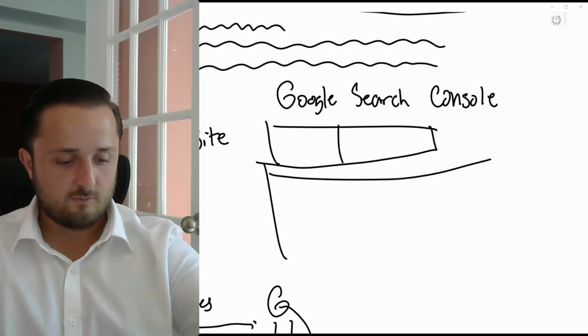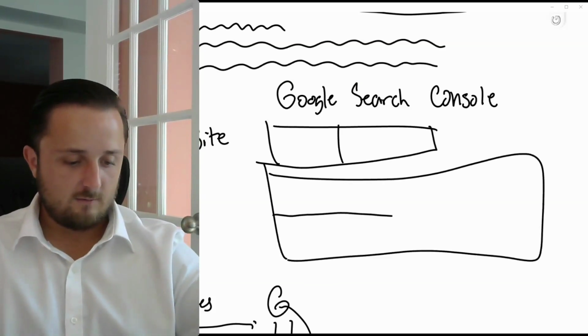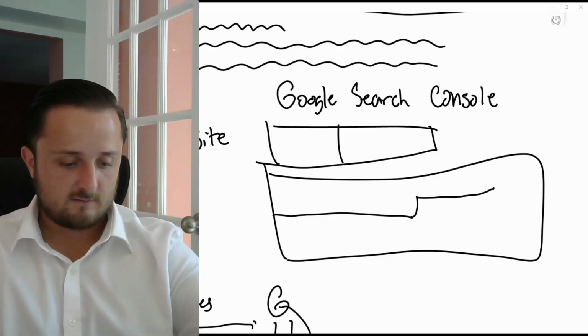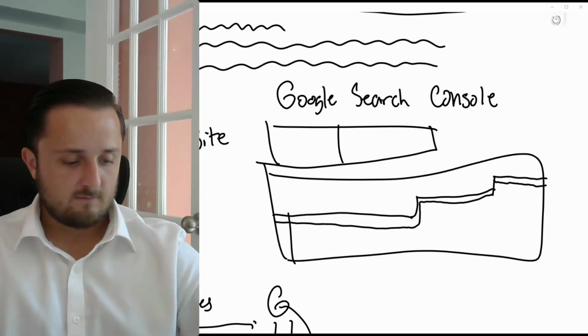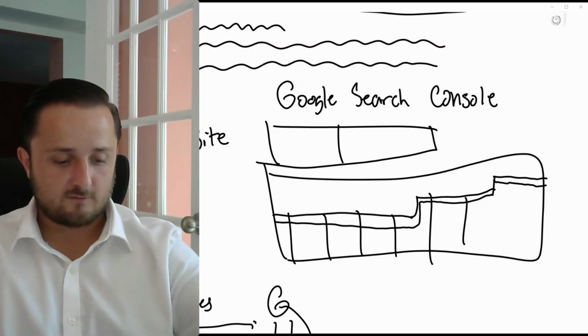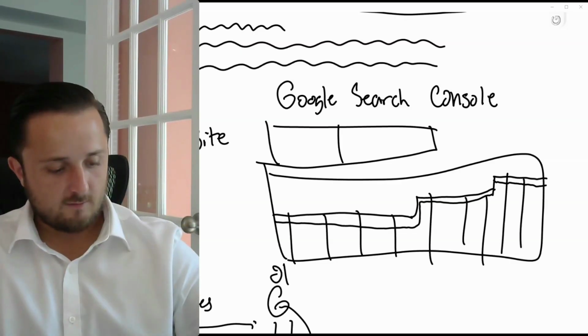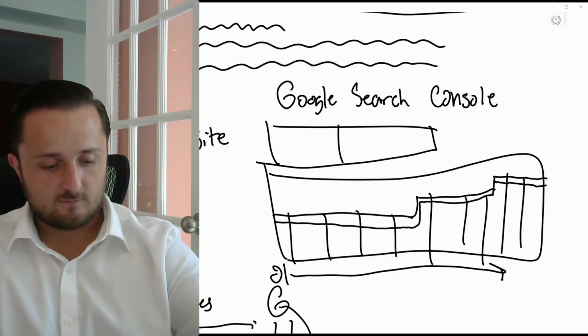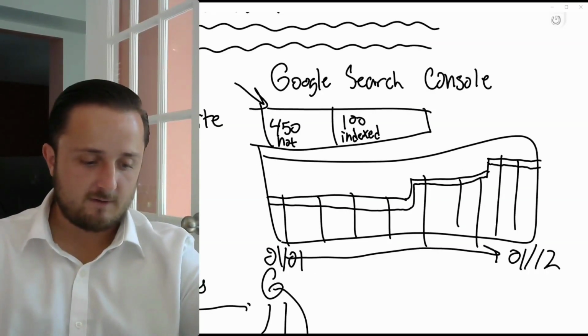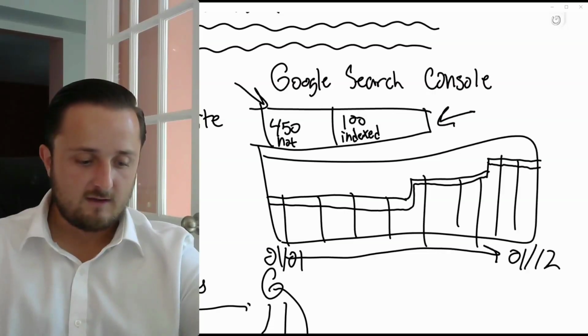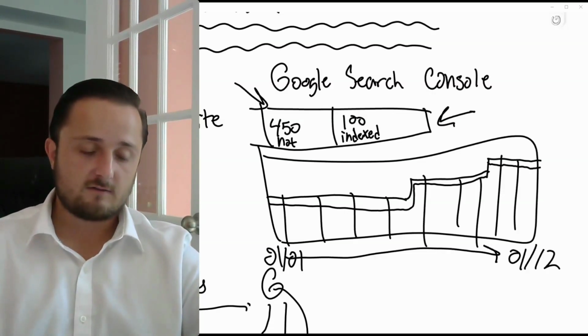Sometimes what you'll see in your Google Search Console is this little box in the page report, and then you'll see something like this. Then this will be historical, so this would be like 01, then this would be like 01-12. So as an example here, we can see that we've got 450 pages that aren't indexed, and then we have 100 pages that are indexed.